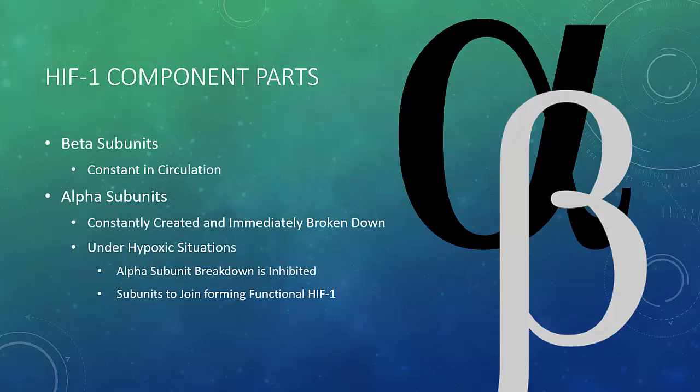Now, there are two component parts to HIF1. There are alpha and beta subunits. Beta subunits are always in circulation. Alpha subunits are constantly being created and then are immediately broken down. So under hypoxic situations, the alpha subunit breakdown is inhibited, which allows the subunits to join, forming a functioning HIF1 complex. HIF1, being a regulator of multiple aspects of the hypoxic response, is an ideal candidate to study the effects of natural selection on populations at high altitude.